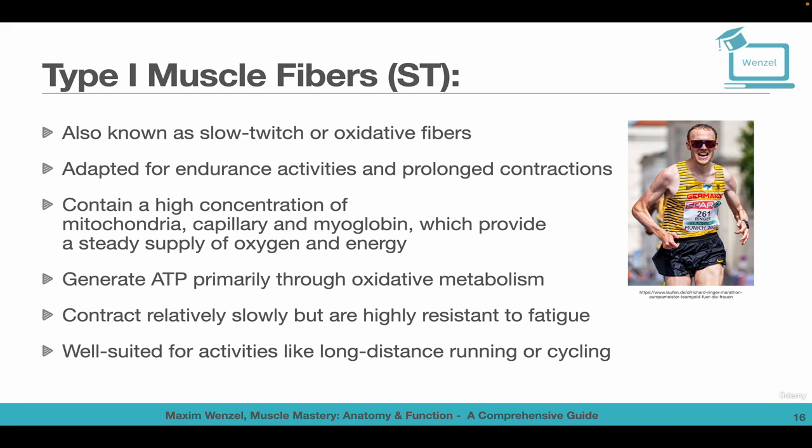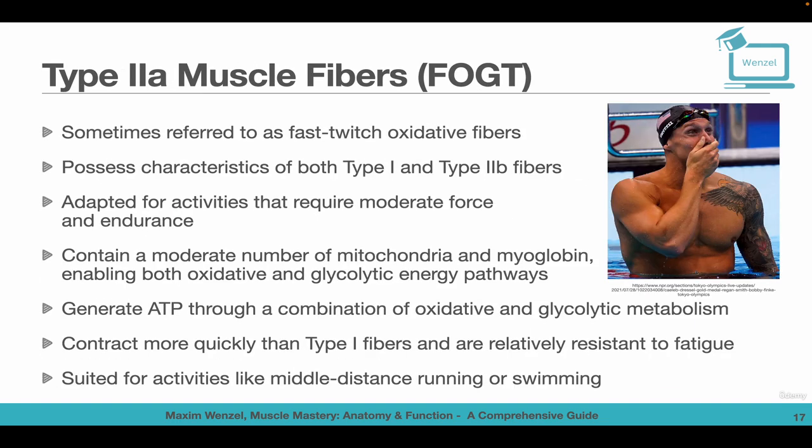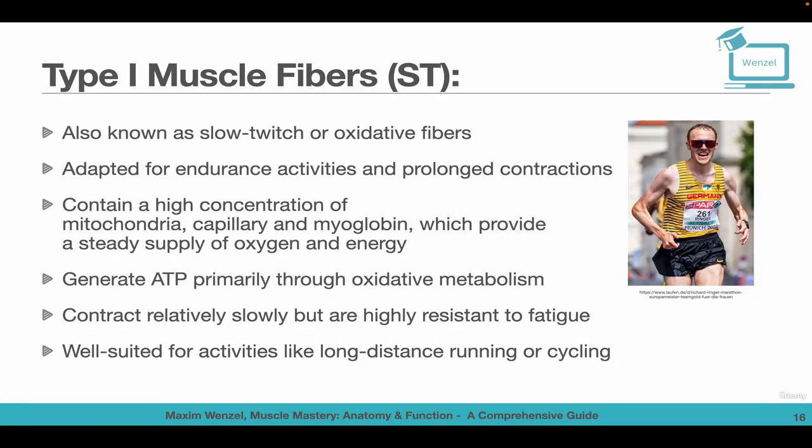They contain a high concentration of mitochondria, capillaries, and myoglobin, which provide a steady supply of oxygen and energy. You will see it here. These red things, which you won't have this much of here, that's the myoglobin. If you look at it, it looks red. And they gain and regenerate ATP primarily through oxidative metabolism.